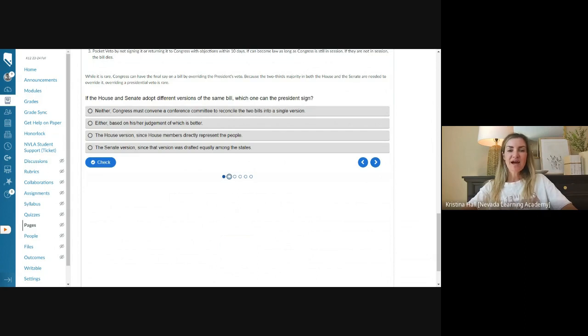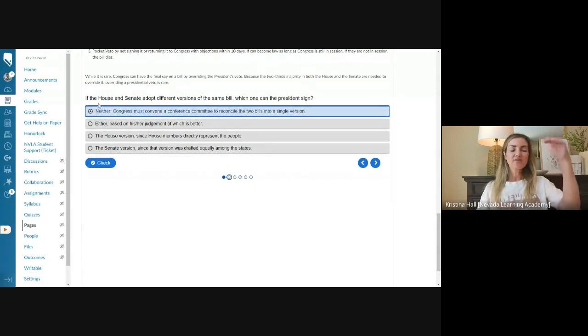If the Senate and the House adopt different versions of the same bill, which one goes to the president? Neither. If the House votes on one and it gets sent to the Senate and they change something, it has to go back to the House and pass. Only one version can go to the president, okay? You can't have two different versions. If there are, they have to come together, negotiate, and compile that into one version.